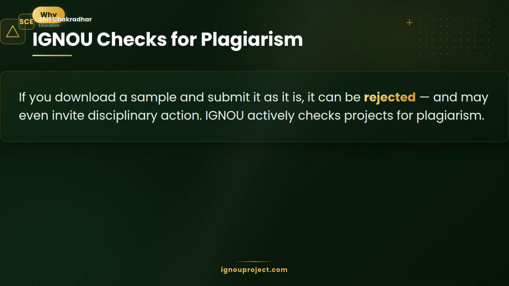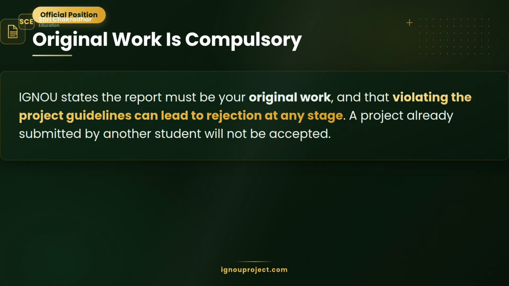This matters because IGNOU checks projects for plagiarism. If you download a sample and submit it as it is, it can be rejected, and it may even invite disciplinary action. IGNOU clearly states that the report must be your original work, and that violating the project guidelines can lead to rejection at any stage. IGNOU will also not accept a project that another student has already submitted.